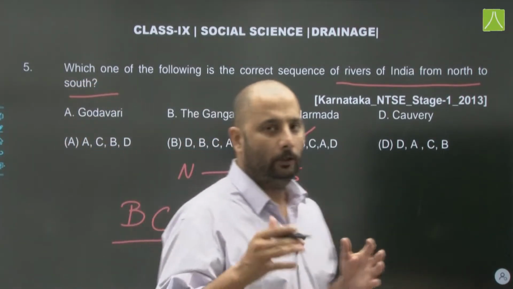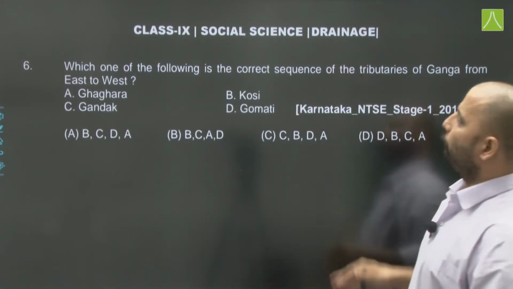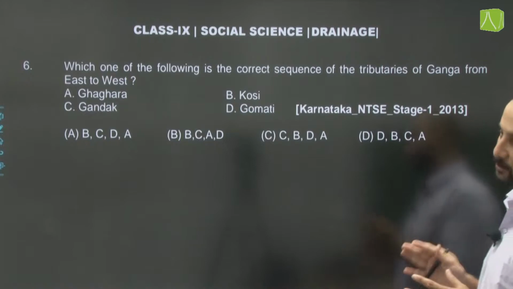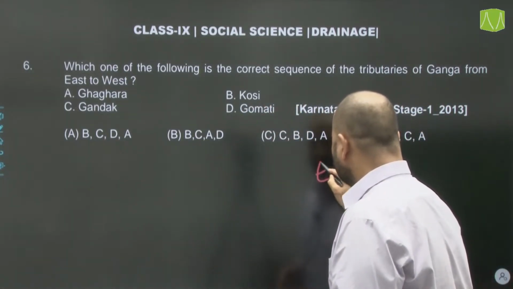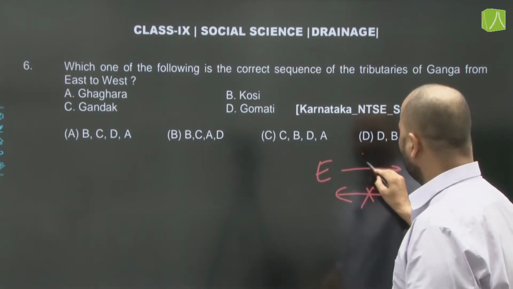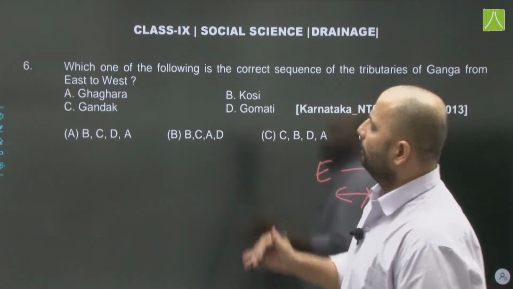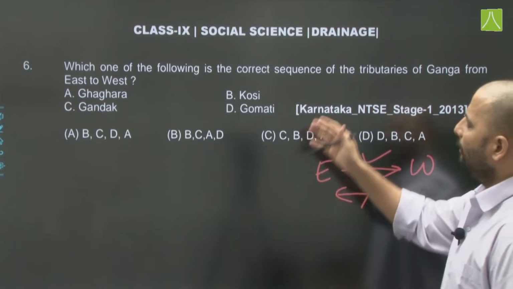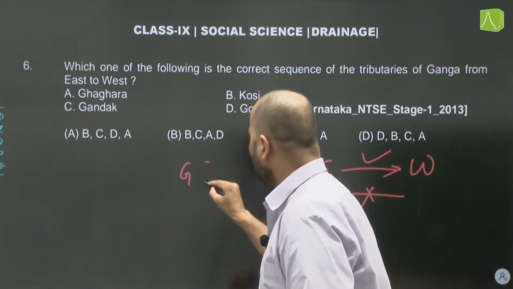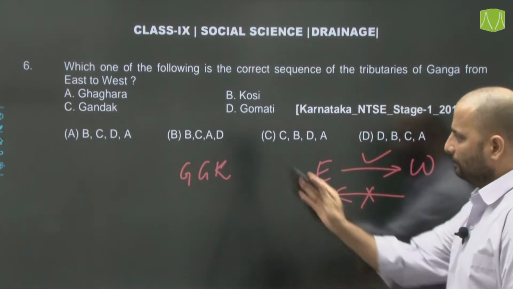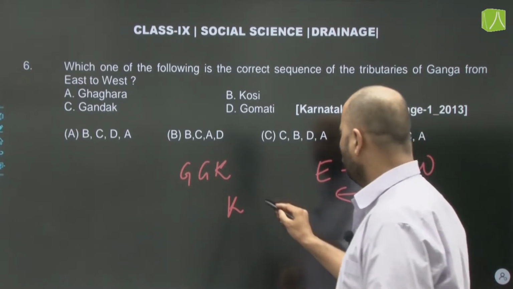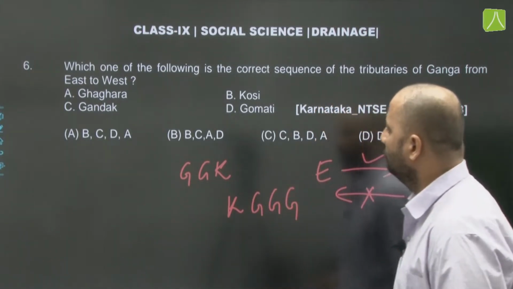Now let us move on to our next question: which one of the following is the correct sequence of the tributaries of Ganga from east to west? The question was from Karnataka NTSE stage 1 2013. Again they have asked us from east to west and not from west to east. So we have to see the correct sequence. The tributaries of Ganga provided here are Ghagra, Kosi, Gandak and Gomti. Ghagra, Gandak and Kosi are the rivers which join from the Himalayas in the west to east sequence. So if you reverse it, we get Kosi, Gandak, Ghagra and Gomti. This is the correct sequence of the rivers.